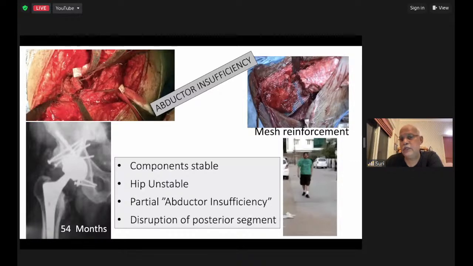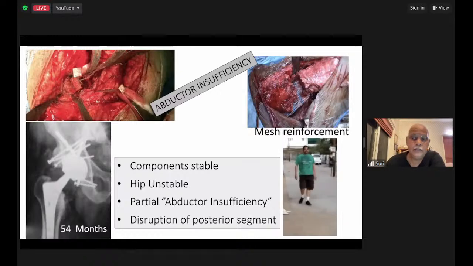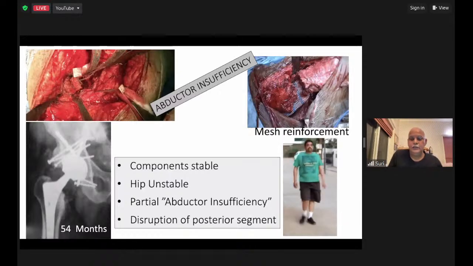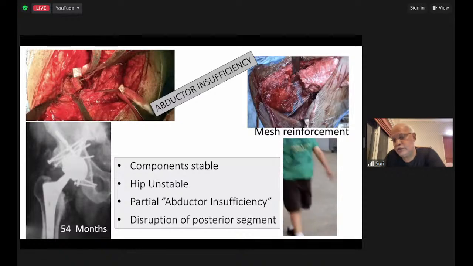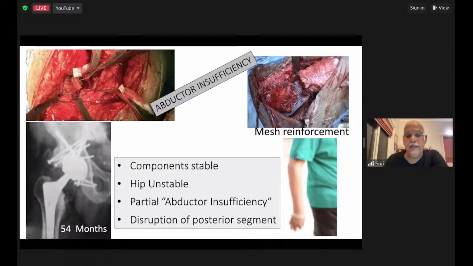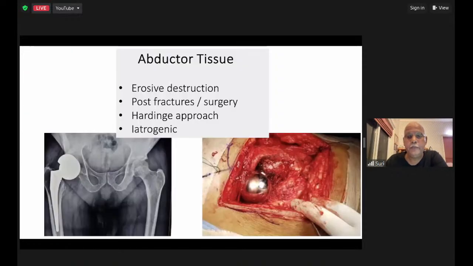And this case was a partial abductor insufficiency, which is a common cause and sometimes can trouble you, especially in multiple revisions and disruption, and this needed to be subsequently revised. I just put the clinical picture of this gentleman because he did very well for 5 years, as a tribute to him, because COVID took him away a few years ago. But with this simple reconstruction, he had done extremely well.